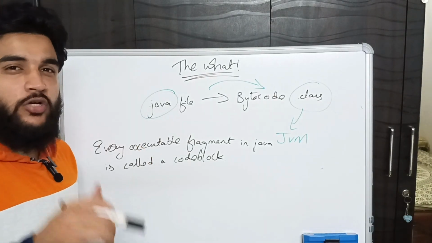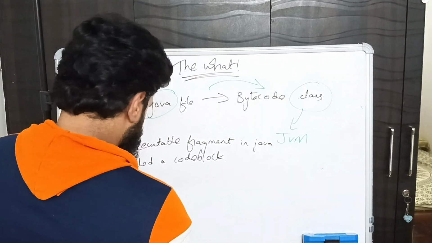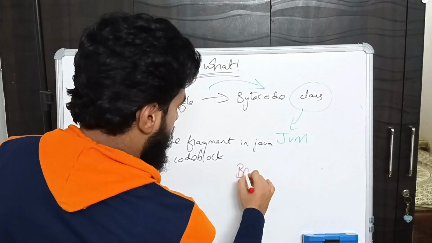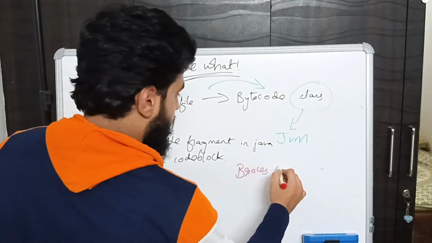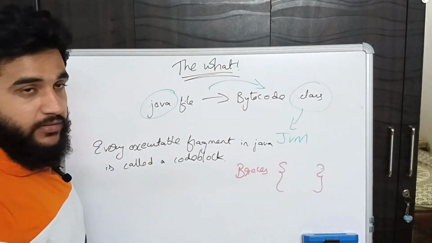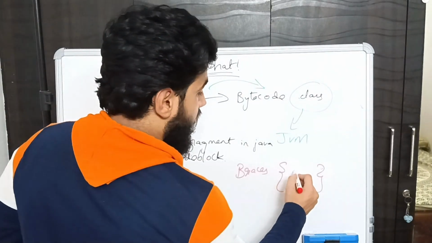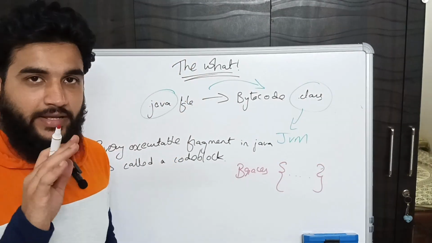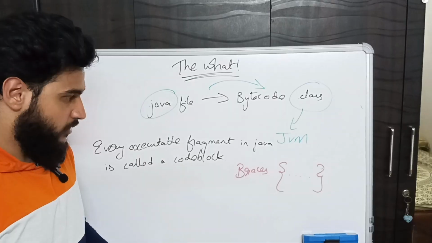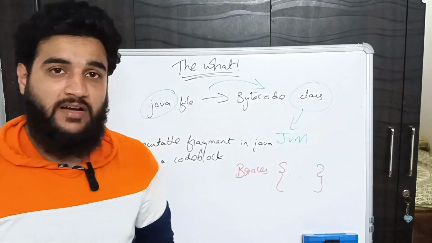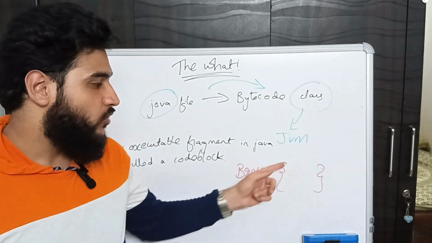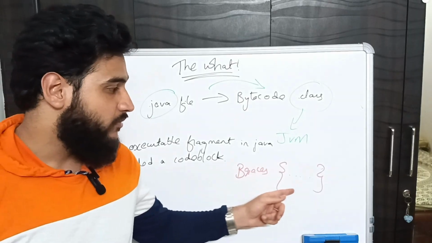So in Java, the code block is defined by starting with curly braces and ending with curly braces. Whatever comes within these braces is an executable fragment, which is basically a code block. Now, whatever is to be run in the .java files must follow this rule, that every code fragment must be within curly braces.